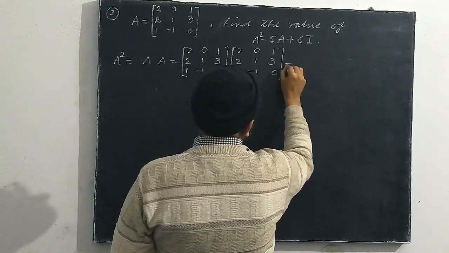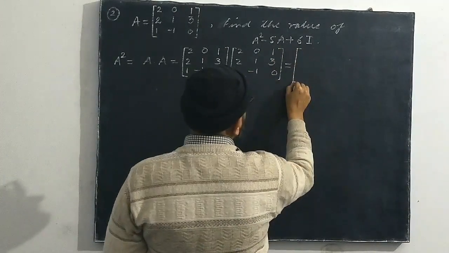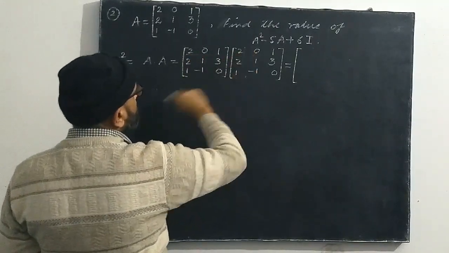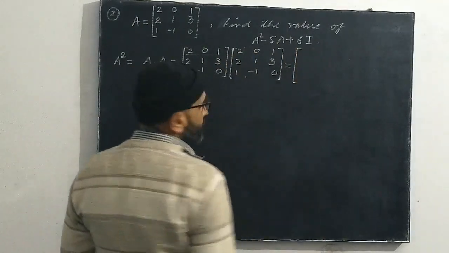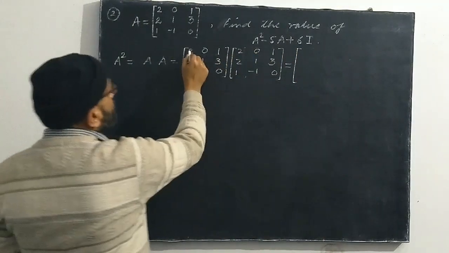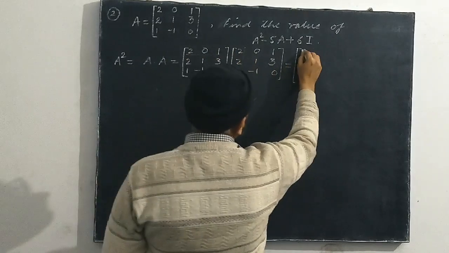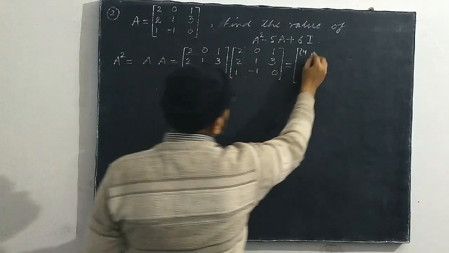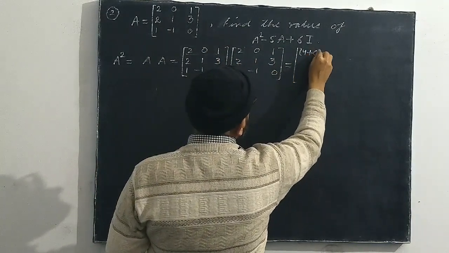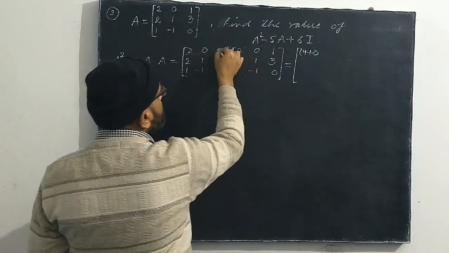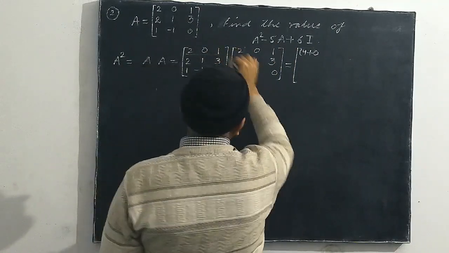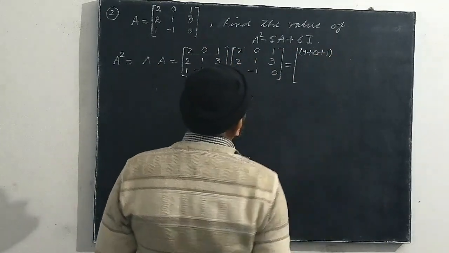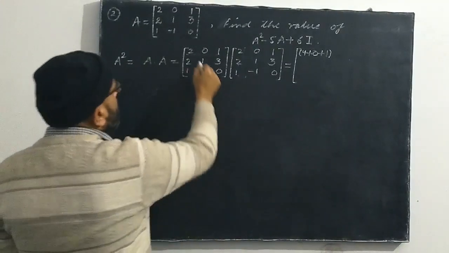So first we have to multiply the first row and first column. It will give us the first element of our product. So 2 into 2 is 4, 0 into 2 is 0. Second element is multiplied by second element. Third element multiplies third element. So 1 into 1 is 1. So 4 plus 0 plus 1, this is the first element of the product.